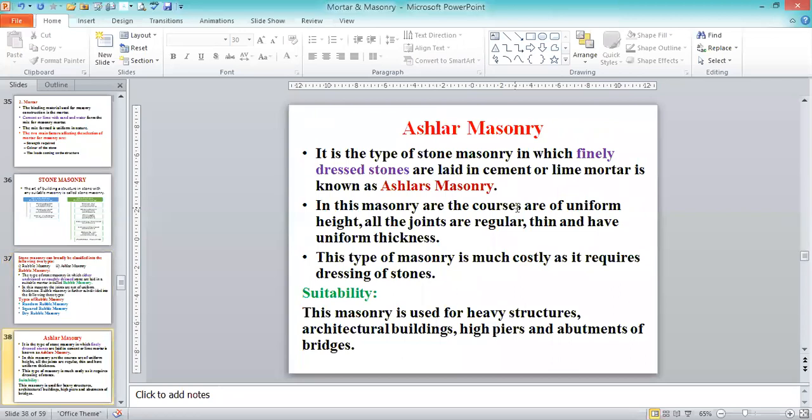Here in ashlar masonry, we are going for finely dressed stones. So as per the requirement, we have to make sure that size and shape are mandatory while you are going for ashlar masonry. Obviously, we are going to use cement or lime mortar.